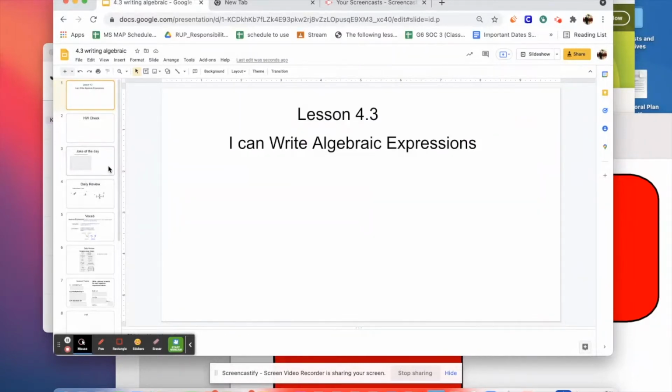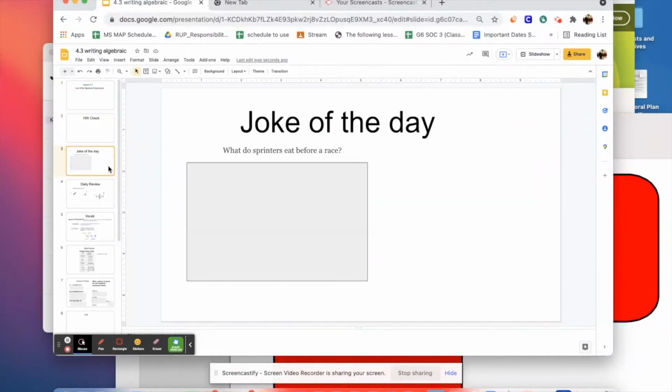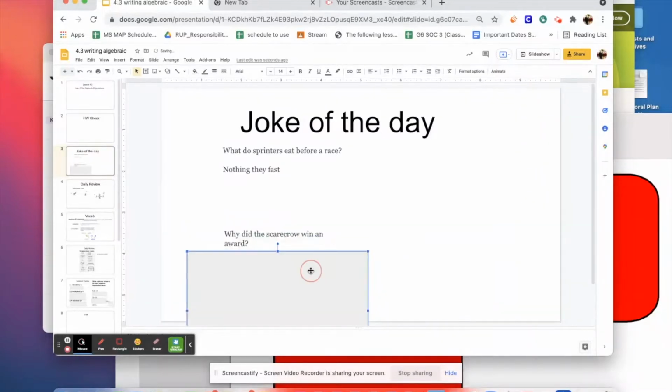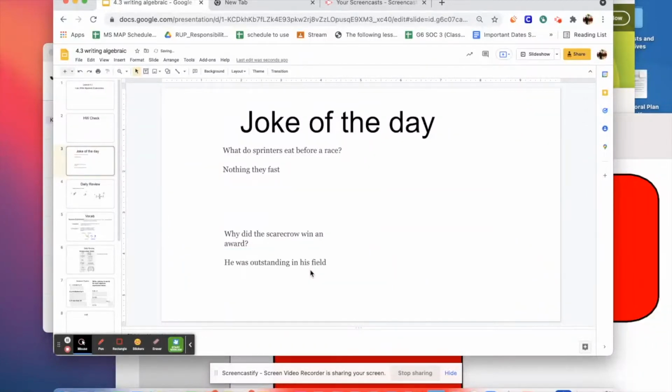Let's look at some jokes. What do sprinters eat before a race? Nothing, they fast. Why did the Scarecrow win an award? He was outstanding in his field.